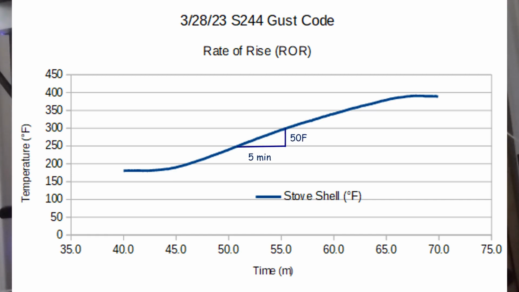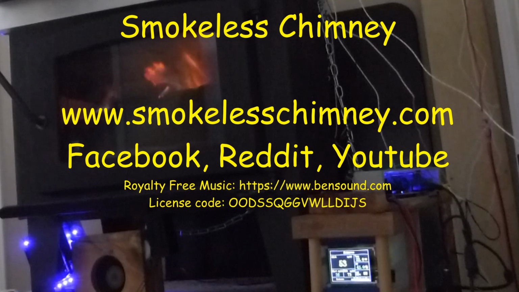Here is the steepest part of the curve. Over 5 minutes, we had a 50-degree rise. That's a 10 degree per minute rise. That's still controlled. It's a nice steep rise. Getting your wood stove up to temperature quickly and controlled is important to prevent it from smoking.